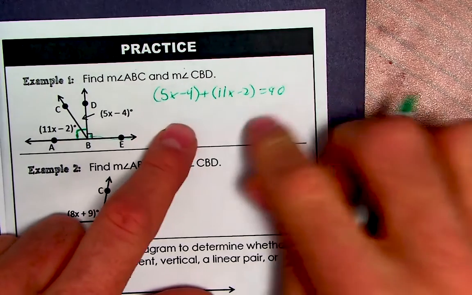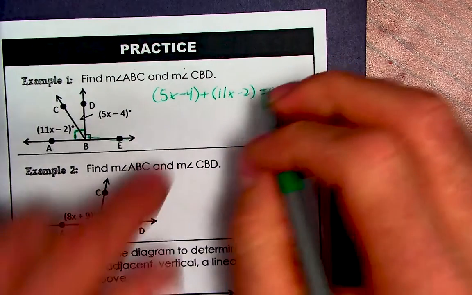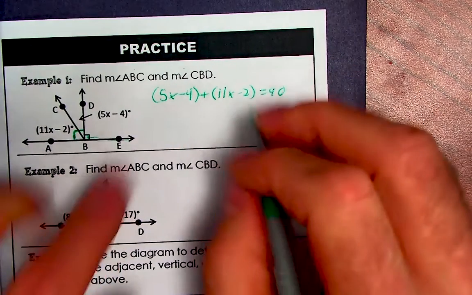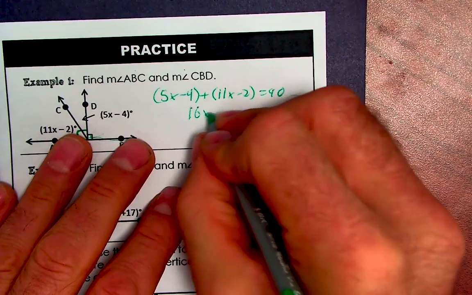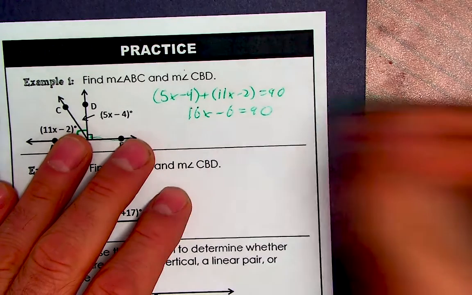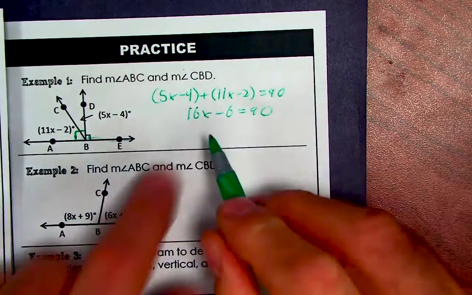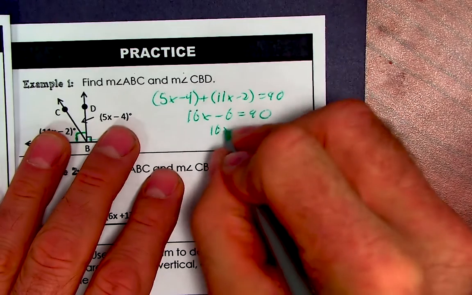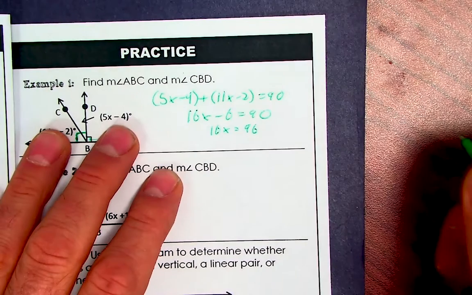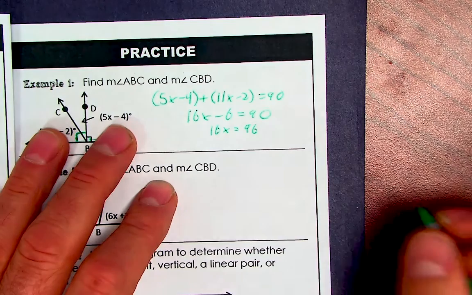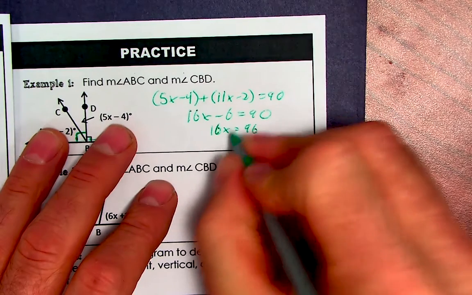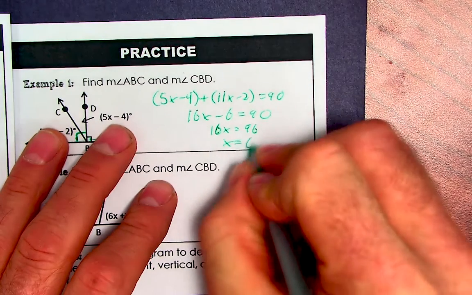And you don't have a lot of room here, so I'm just going to skip showing the work part, but we'll have 16x minus 6 is equal to 90 after we combine like terms. Add 6 to both sides, we get 16x equals 96. Divide both sides by 16, and you get x is 6.